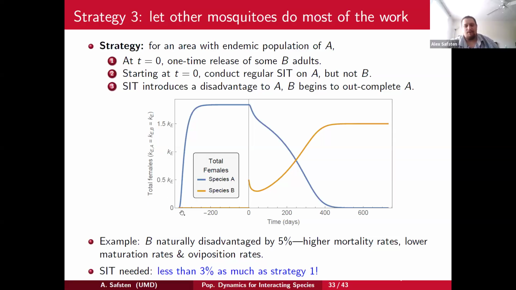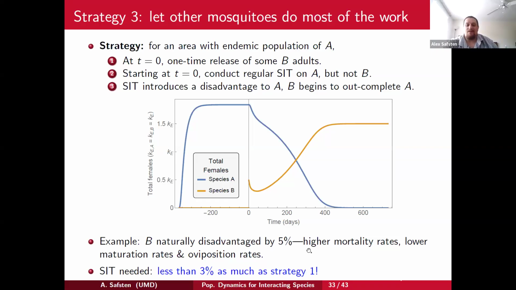And here's the result. We spend, again, 1 year to let species A, the bad species, get to its natural equilibrium. Then we do a one-time introduction of species B, just a small number of species B. And at the same time, we start doing SIT on species A. And so species B initially starts to die out because species A can easily outcompete it. But then the SIT starts to take effect, and species B competes with species A. And eventually, species B can replace species A at a lower level because it's not as efficient as species B, or excuse me, as species A.